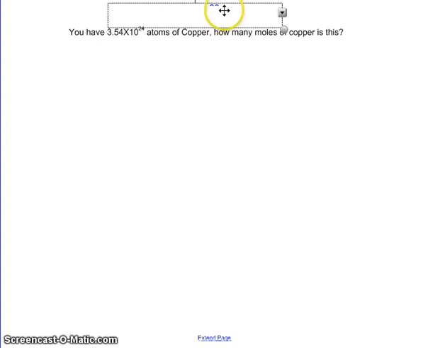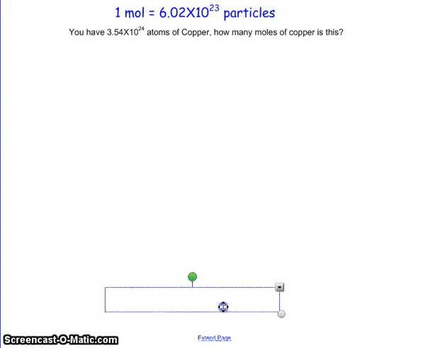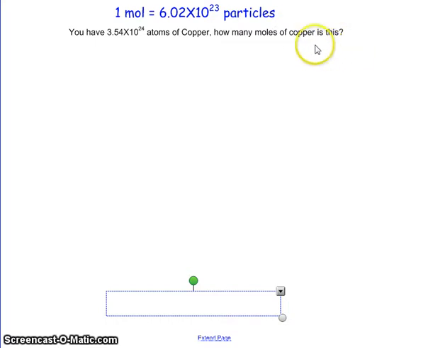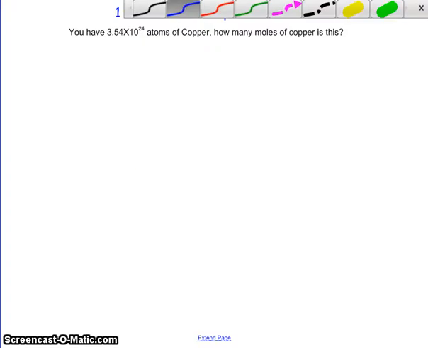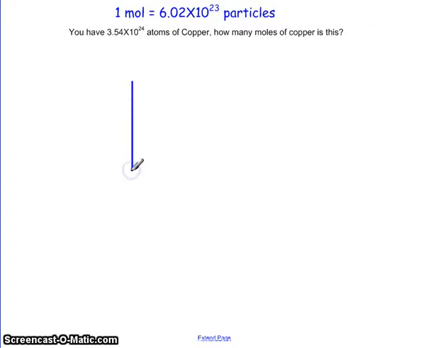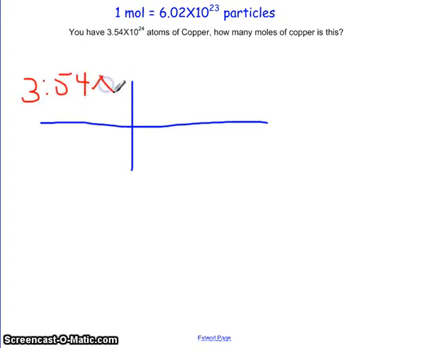So for example, if we have 3.54 times 10 to the 24th atoms of copper, how many moles of copper is this? So we have atoms. Atoms is going to refer to particles. Okay. To solve these problems, we're going to set up our T-chart. The top left corner will always be what you're given in the problem. So we're given 3.54 times 10, restart.